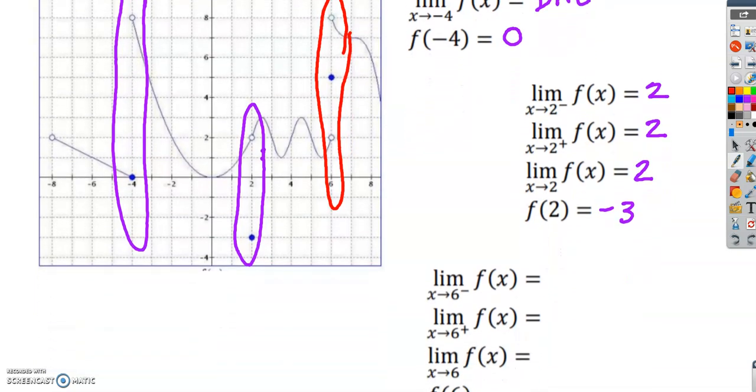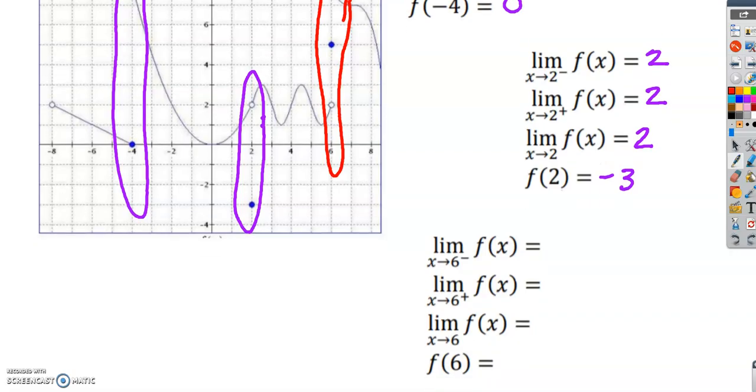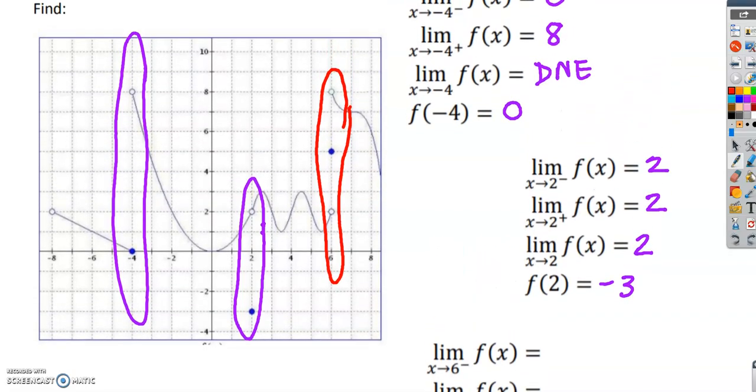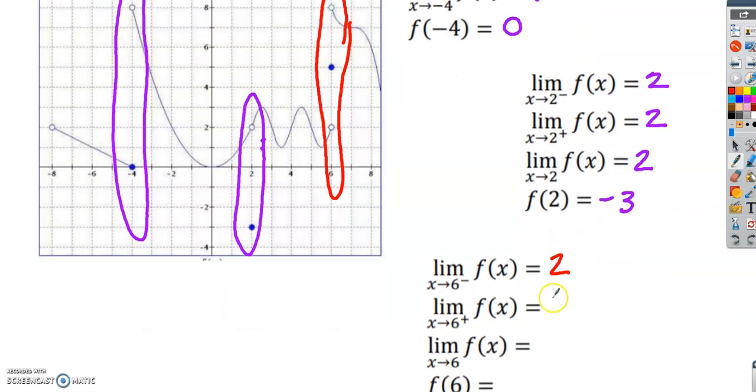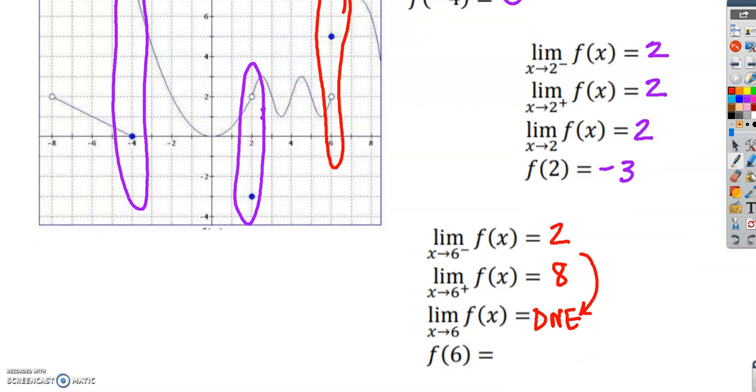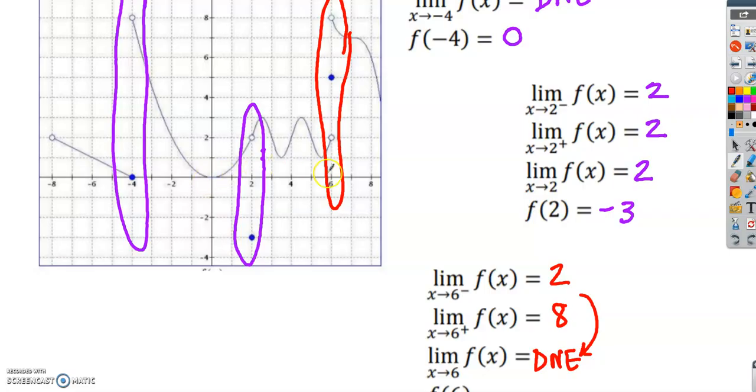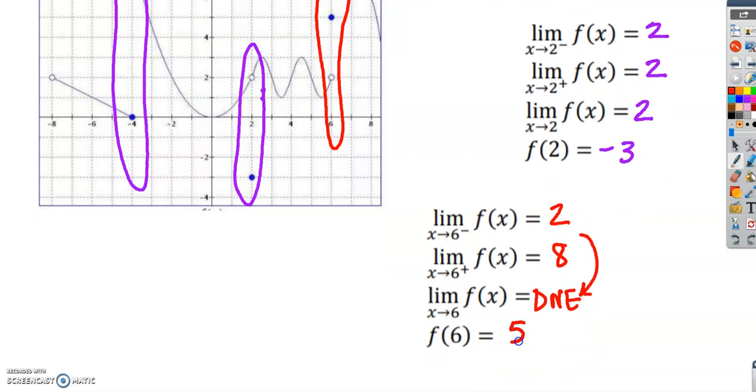So let's scroll down here. Same pattern. So I'm going to look at left, right, 6, and then f of 6. So from the left, if I'm following my graph from the negative side, I'm approaching 2. On the positive side, or from the right, I'm approaching 8, which means in general, do I have a value as I approach 6? No, because these disagree. Now, do I have an actual value at 6? Could I plug in 6 from Algebra 1? Yes. If you go over to your graph at 6, do you have a closed dot? Sure. It's at 5.